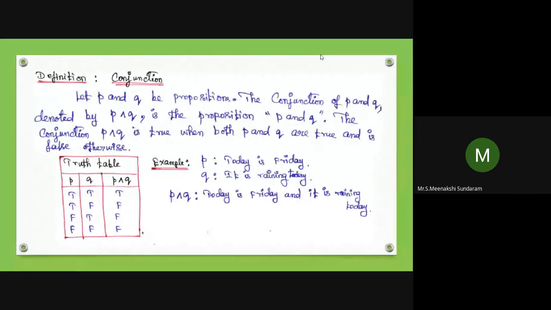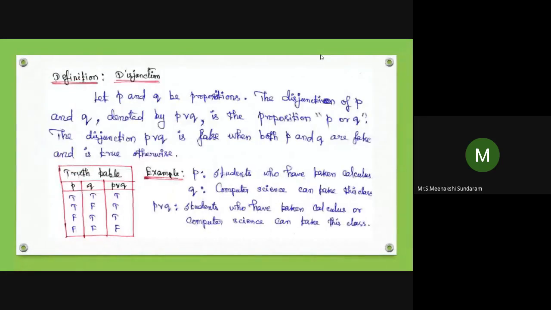Both will be true, then only it is true. All the other cases are false. If one of the inputs is false, the output is false. So today is Friday, it is a rainy day. Conjunction: today is Friday and it is a rainy day. And disjunction, same. Let P and Q be propositions.